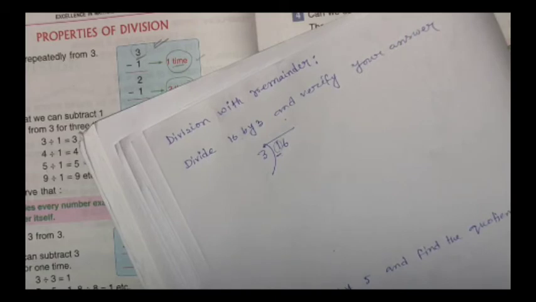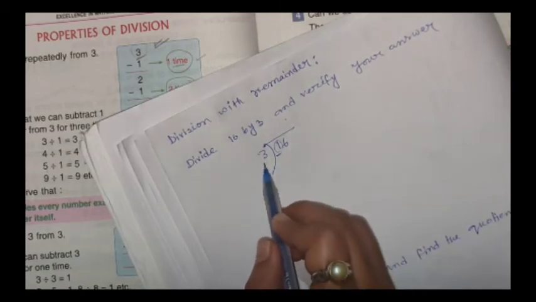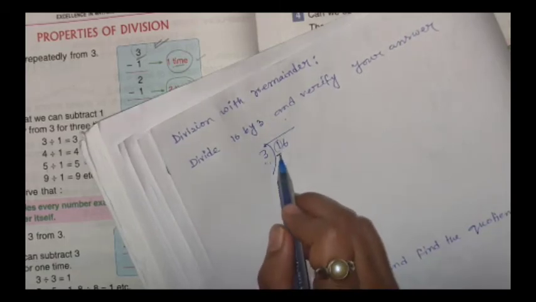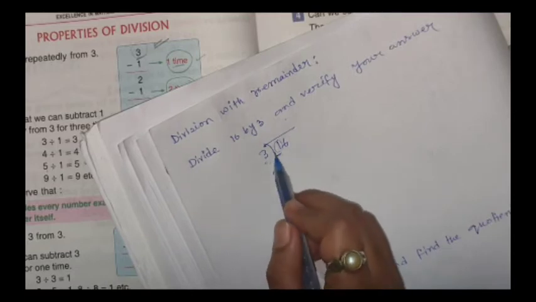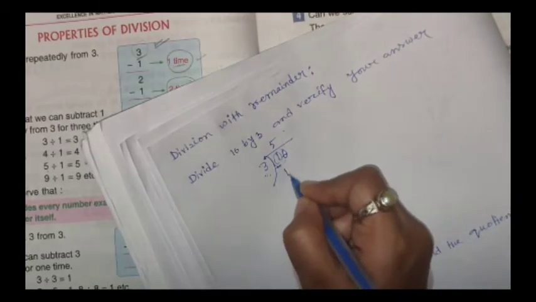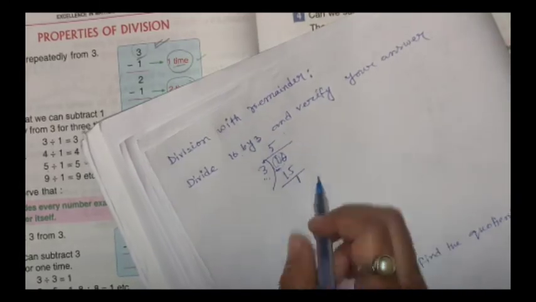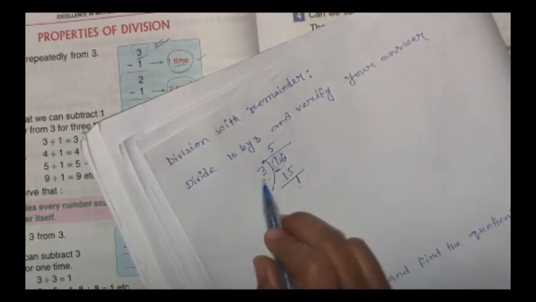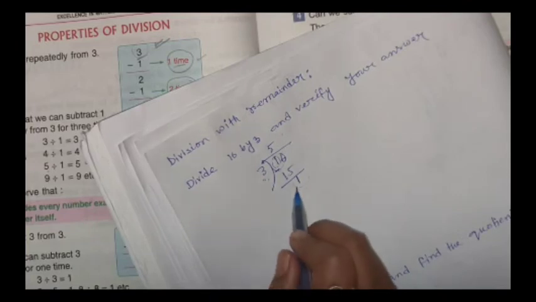The leftmost place is 1, that is the tens place is 1. But this is less than 3, so we cannot divide this 1 by 3. So we will divide this 16 by 3. 3 5s are 15. 1. So the remainder 1 is less than 3.